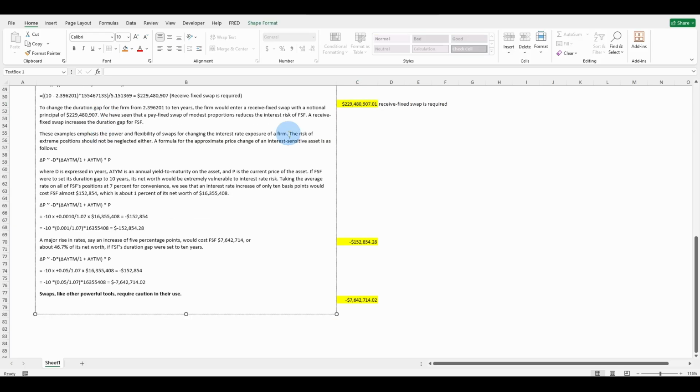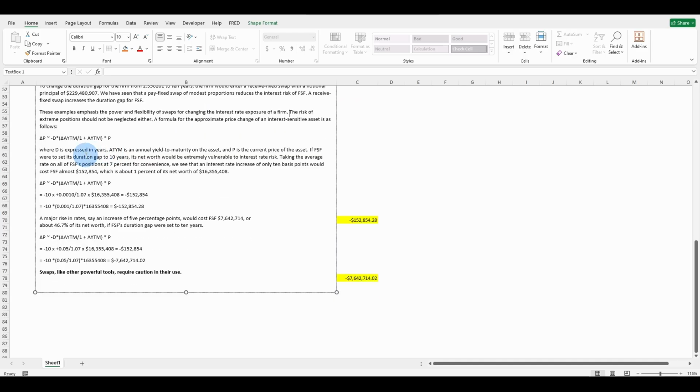The risk of an extreme position should not be neglected either. A formula for the approximate price change of an interest rate sensitive asset is as follows: change in P is approximately D × change in YTM / (1 + YTM) × P, where D is expressed in years, YTM is the annual yield to maturity on the asset, and P is the current price of the asset.